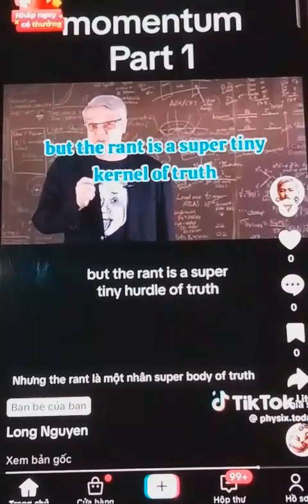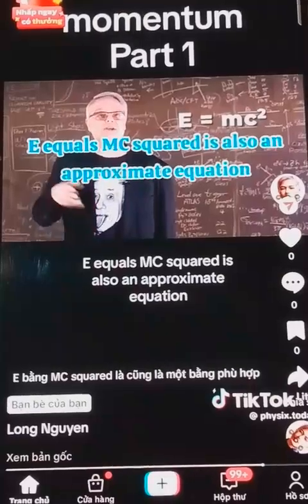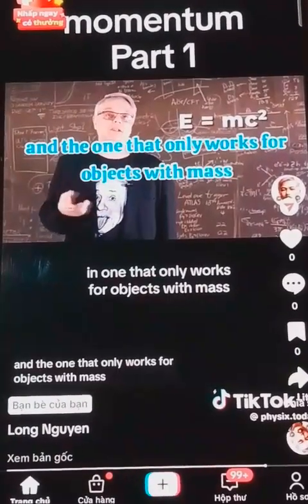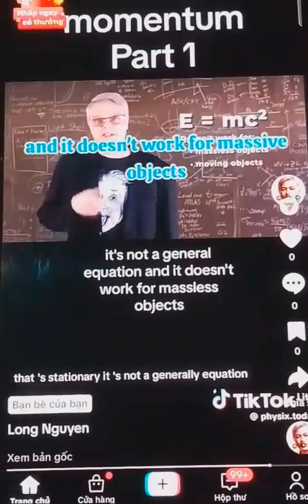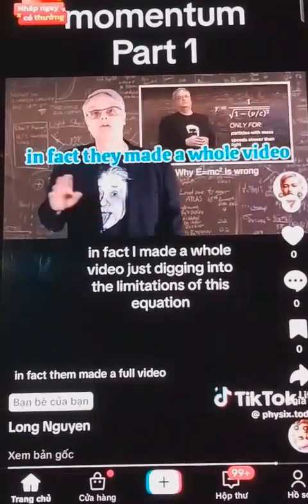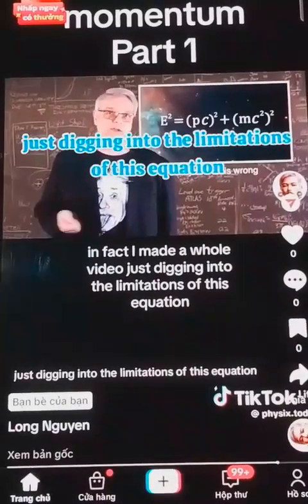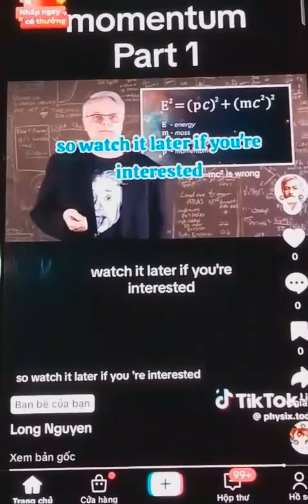But the rant has a super tiny kernel of truth. E equals mc squared is also an approximate equation, and one that only works for objects with mass that are stationary. It's not a general equation, and it doesn't work for massless objects, nor objects that are moving. In fact, I made a whole video just digging into the limitations of this equation. The link is down there in the description. Watch it later if you're interested.